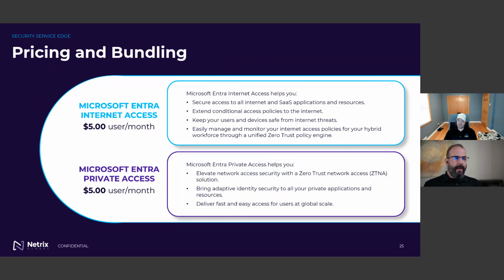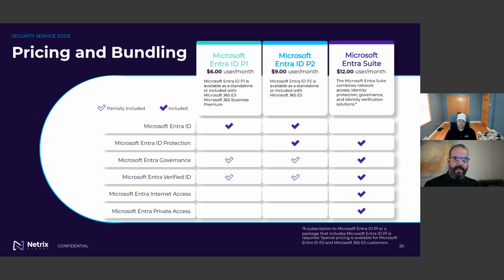Great. So we did want to talk about pricing on these new features. Independently, we have both the internet access and the private access available as a step-up license for $5 per user per month. This works well if you have some specific users that you want to trial this with, or maybe just some limited use cases. I think the more interesting fit is the new offering through Microsoft Entra Suite. It was announced just a little while ago.